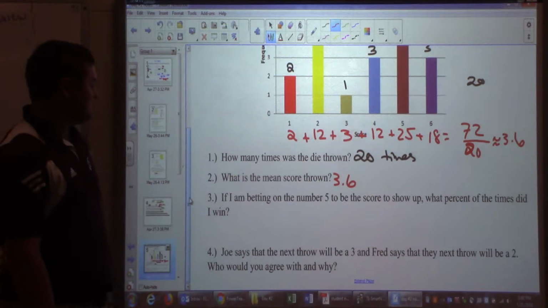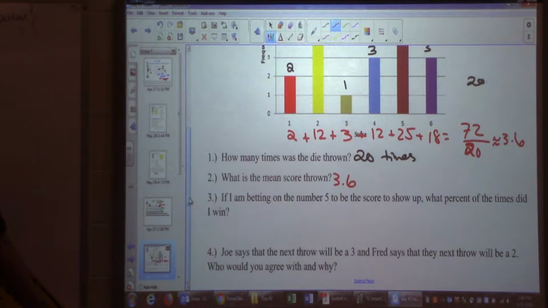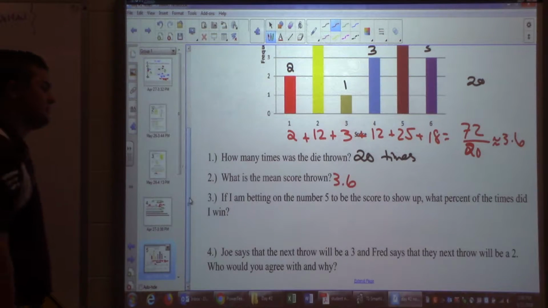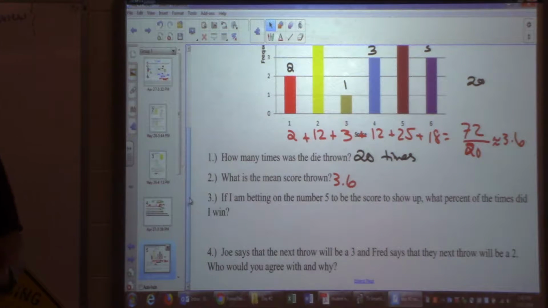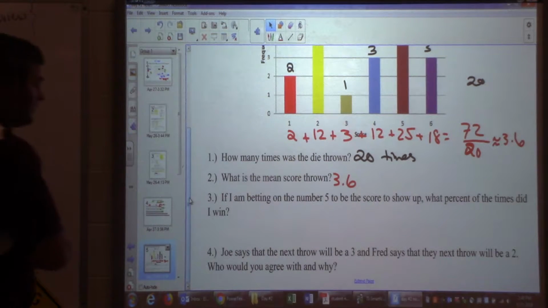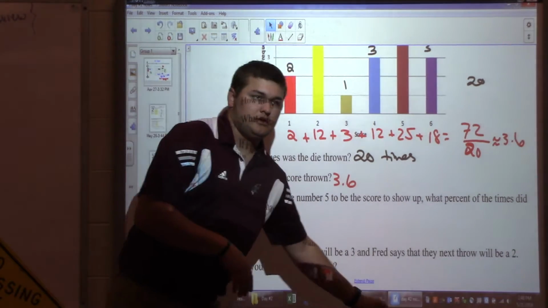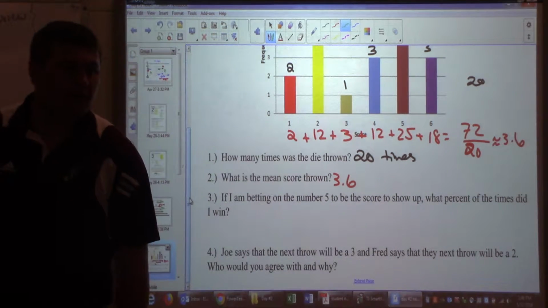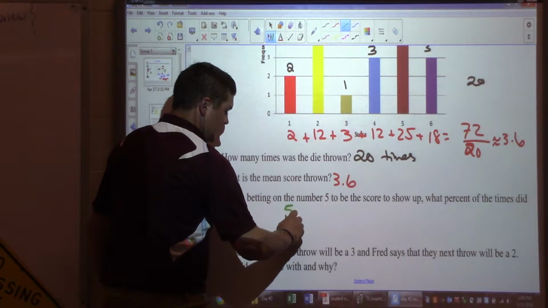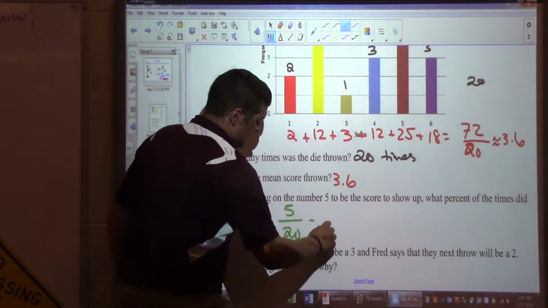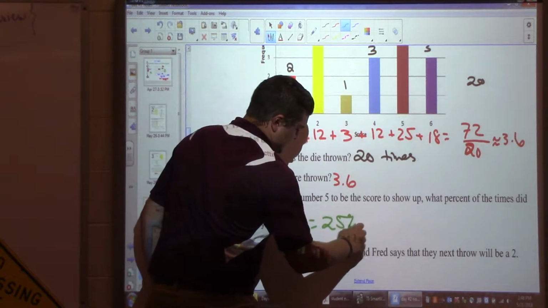Good. Number 3, if I'm betting on the number 5 for the score to show up. So we did 20 rolls. Every single roll I bet on the number 5. How many times did I win? What percent of the time did I win? 25%. How do you figure that? Because we rolled 5 times out of 20, so I won 25% of the time.